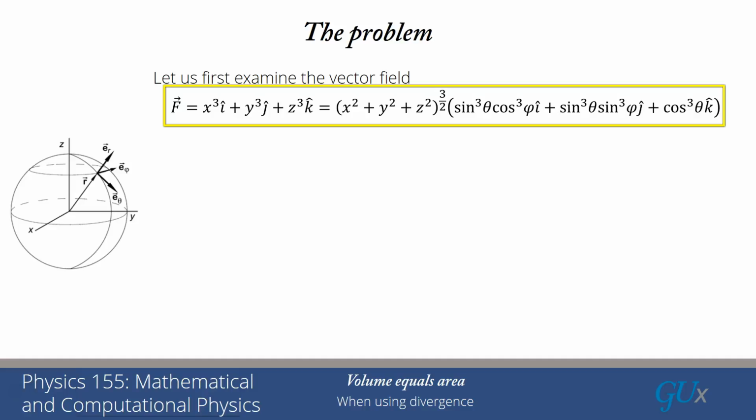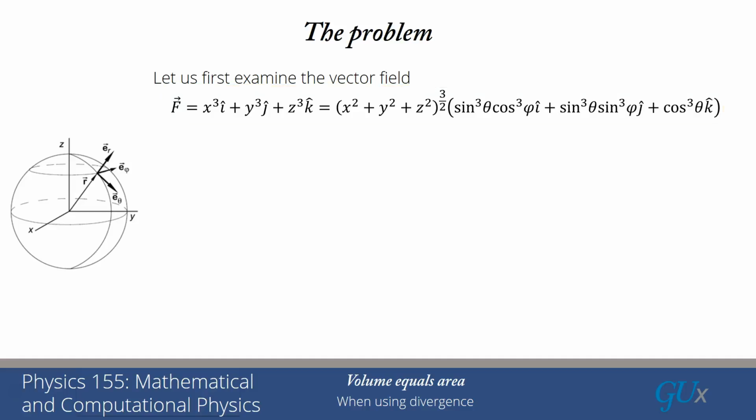That's r cubed times the relevant factors, which are sine cubed theta cos cubed phi times i hat plus sine cubed theta sine cubed phi times j hat plus cos cubed theta times k hat. Now you might naively think this thing is somehow proportional to r hat, because it kind of looks like it's pointing outward from the sphere.